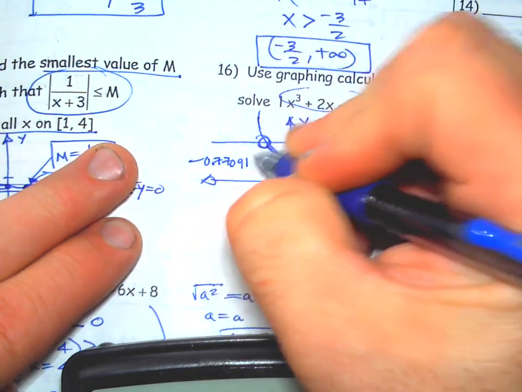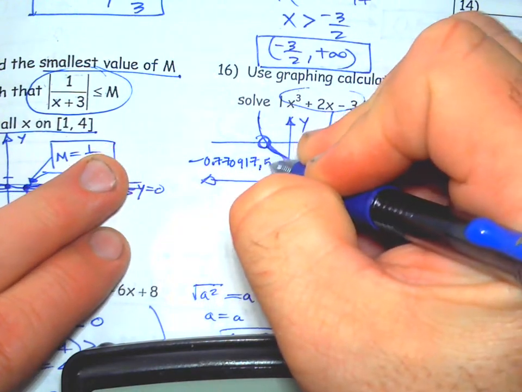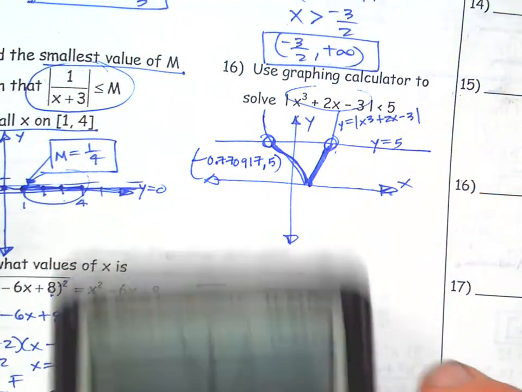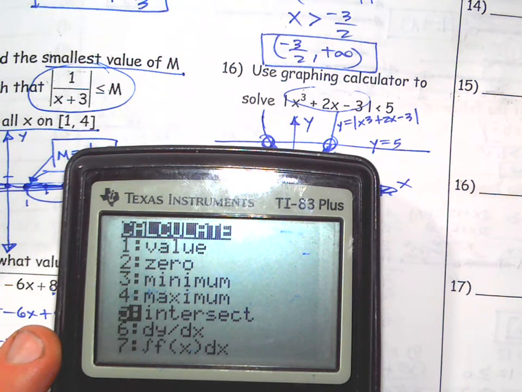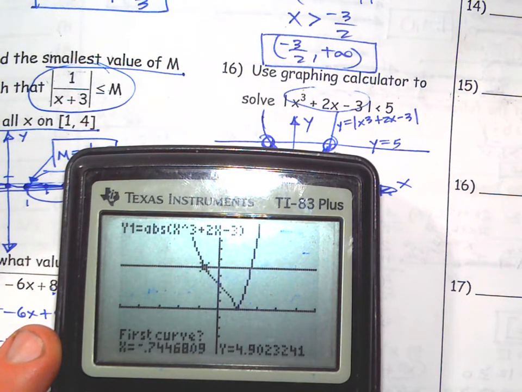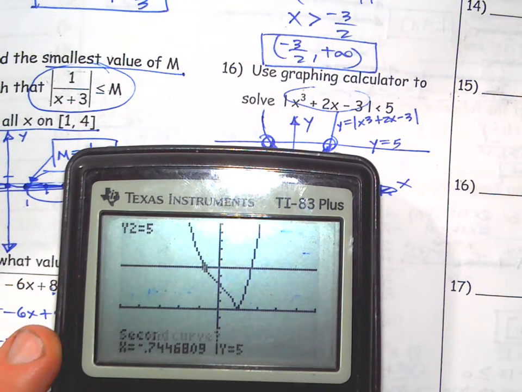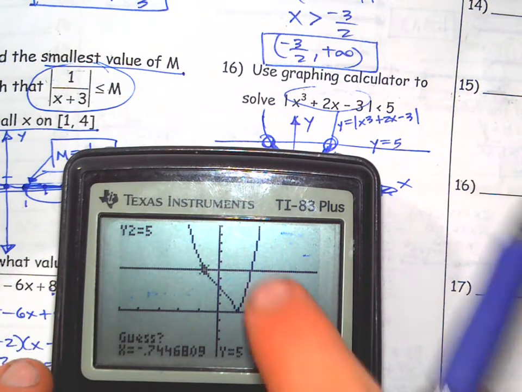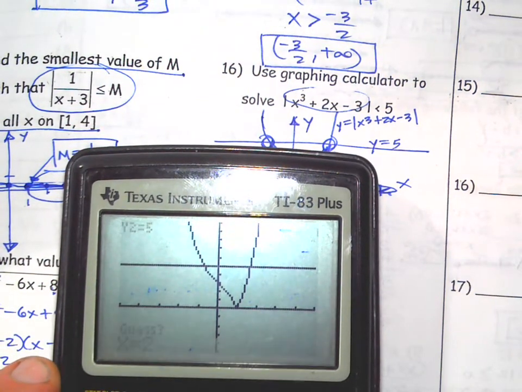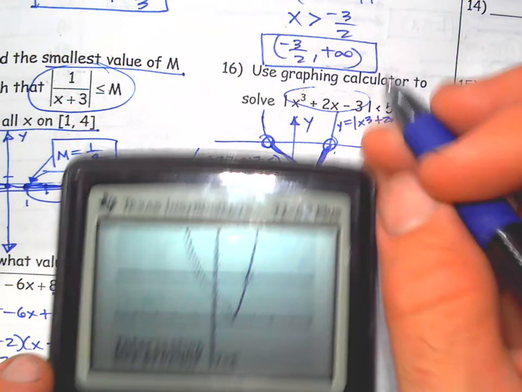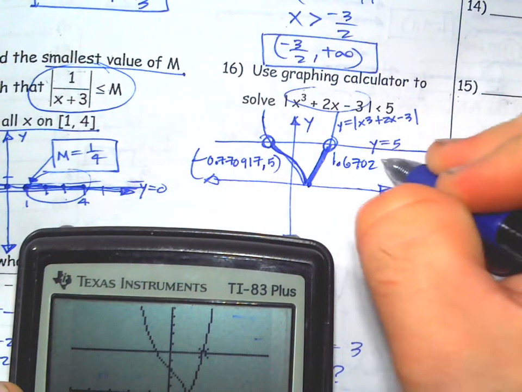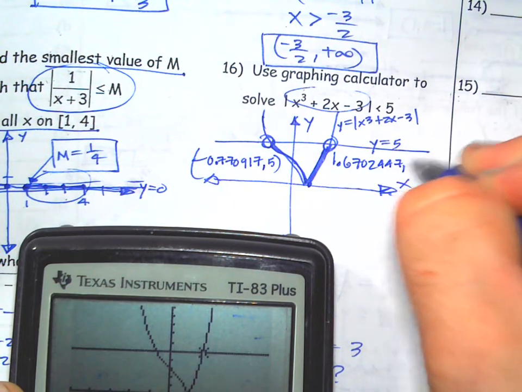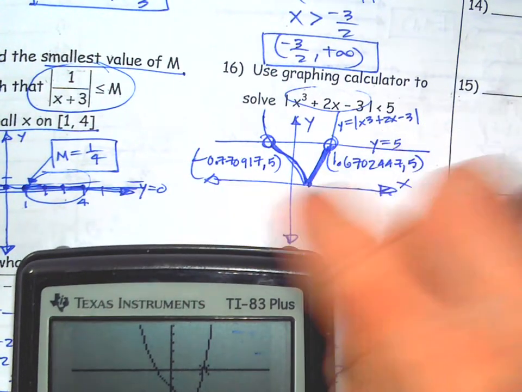Now, you should be writing more than 3 decimals in your work, especially if it's needed for something else. Second calc, number 5 intersect, first curve, second curve. You could guess by moving the cursor over. You could say, oh, it looks like it's around 2. Just type it in. That's a lot faster if you're not close to it. 1.670244.